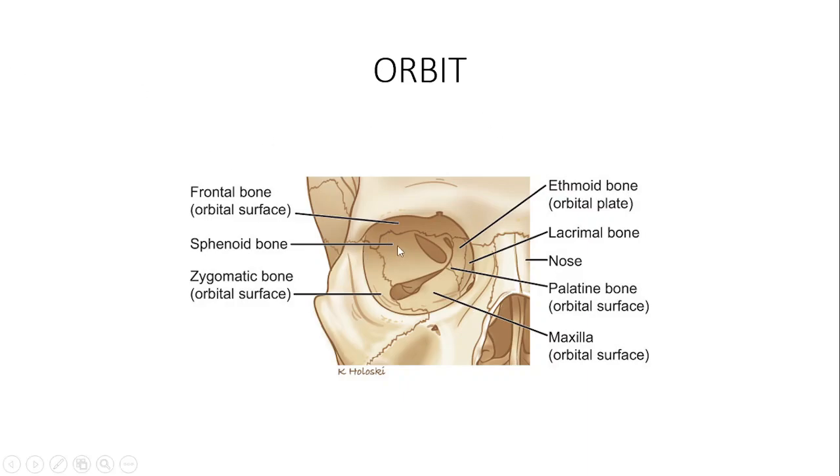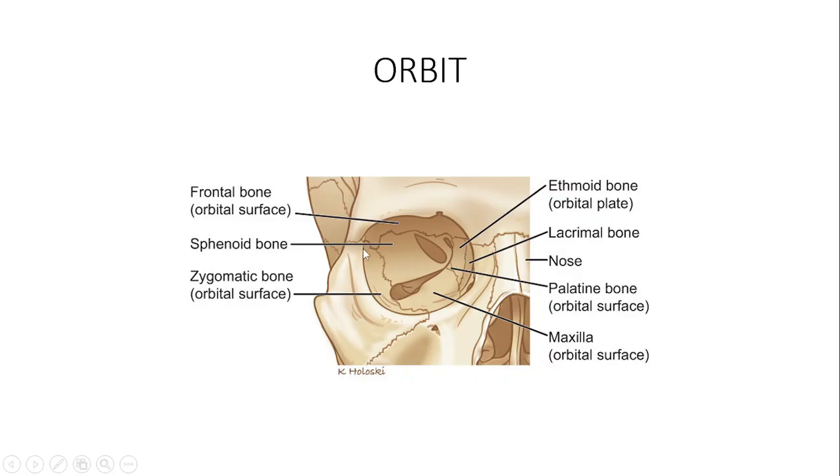This is your superior orbital fissure. Okay, let me repeat the structures which pass through the superior orbital fissure. They include the ophthalmic division of cranial nerve 5, the trigeminal nerve, the trochlear nerve, the oculomotor nerve, the abducent nerve, oculosympathetics, and of course, the superior ophthalmic vein. The maxillary nerve, no, because it doesn't pass through the superior orbital fissure.